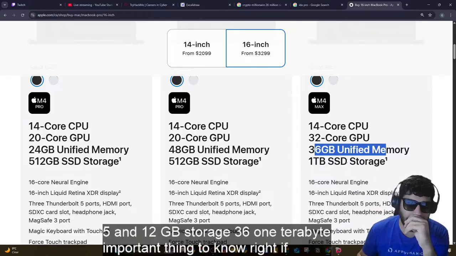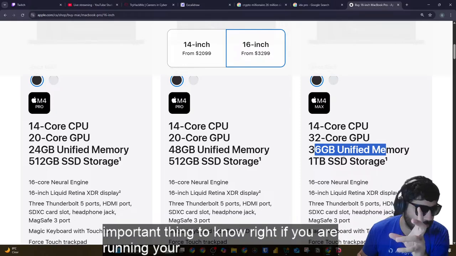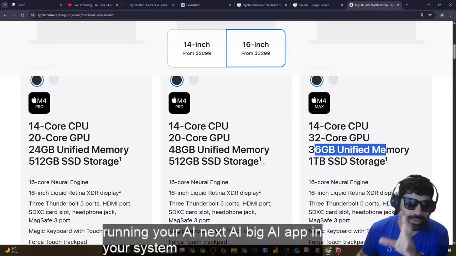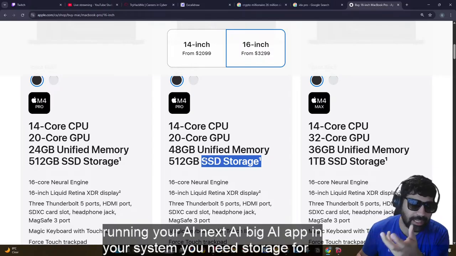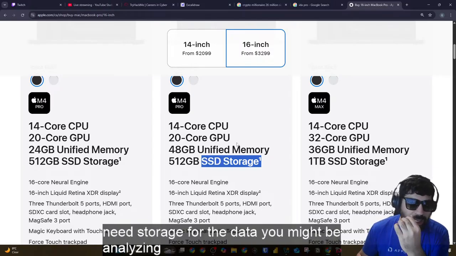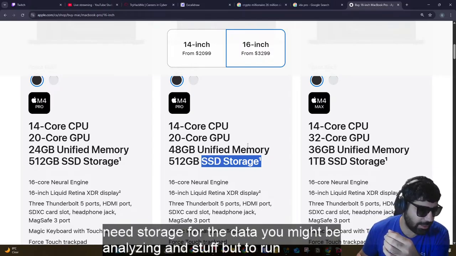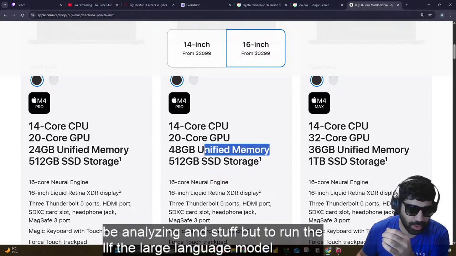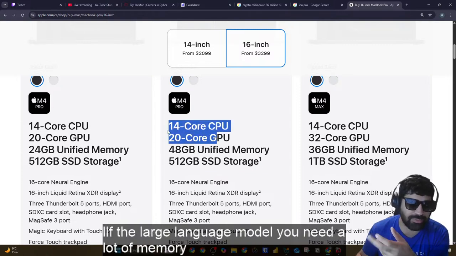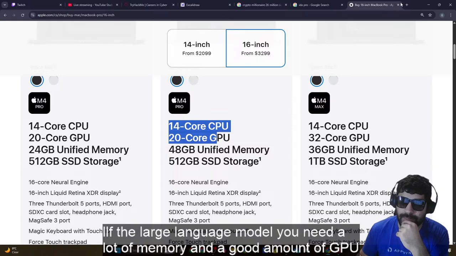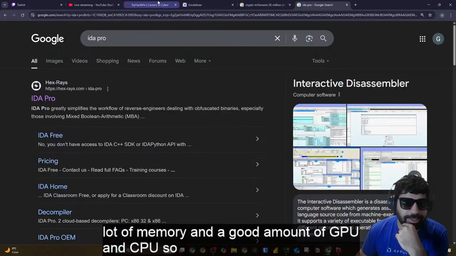Important thing to know: if you are running your next big AI app in your system, you need storage for the data you might be analyzing. But to run the LLM, the large language model, you need a lot of memory and a good amount of GPU and CPU. So hopefully that makes sense.